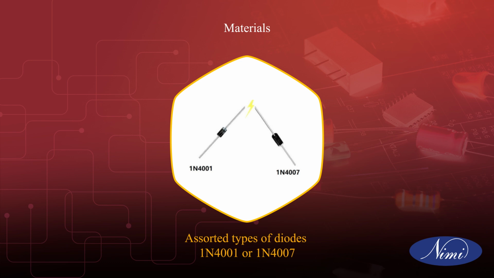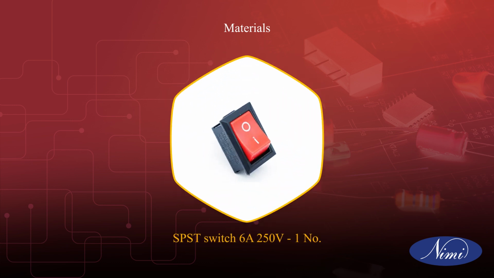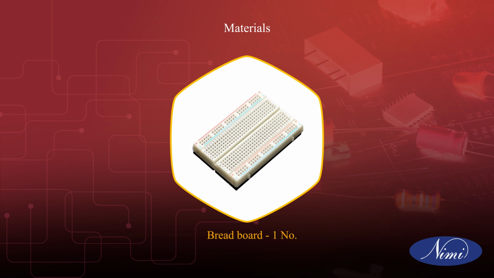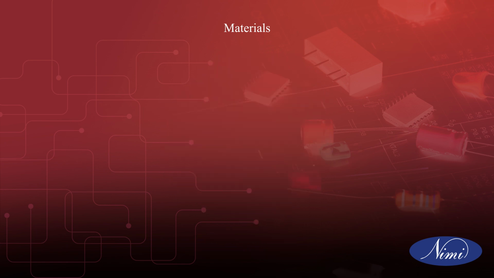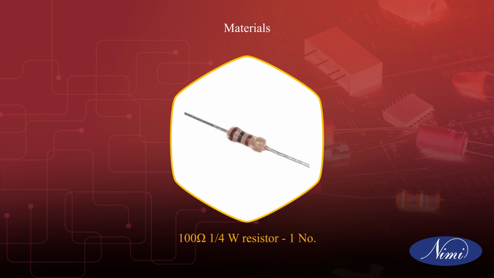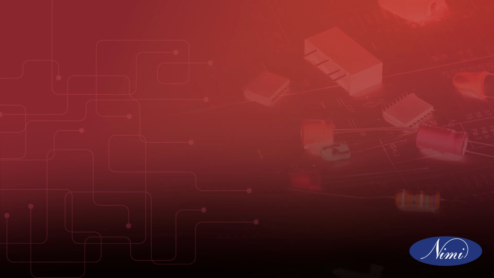Materials: assorted types of diodes, 1N4001 or 1N4007. 570 ohms, 5 watt potentiometer, 1 number. SPST switch 6 ampere to 50 volt, 1 number. Breadboard, 1 number. Suitable connecting wires for breadboard. Patch cords with clips, 2 sets. 100 ohms, quarter watt resistor, 1 number. 10 ohms, quarter watt resistor, 1 number.